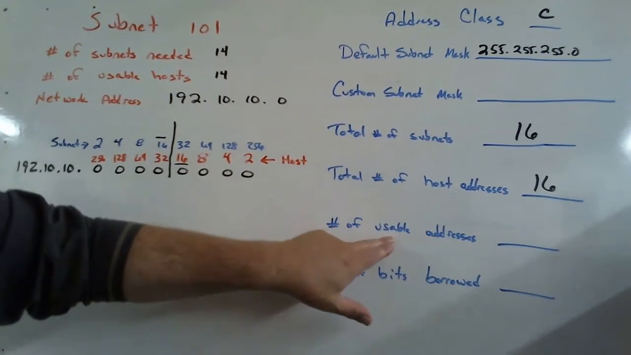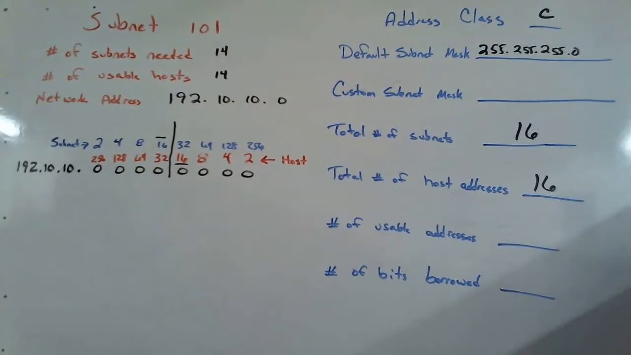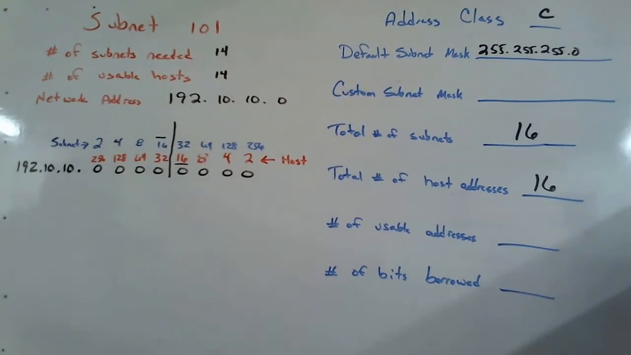Down here it says number of usable addresses, not total, usable. What in the world do they mean by usable? Well, it's pretty simple. In any set of network addresses, there are two numbers you can never, ever use. And that is the very first number, because that very first number is the network number. The very last number you also cannot use. It is known as the broadcast number. So the first one is the network to make sure that I get to the right network. The last one is the broadcast for when I need to send a message to every computer within that network. So those two addresses, the very first and the very last, can never be assigned to any particular device.